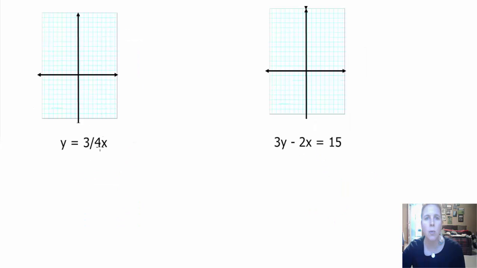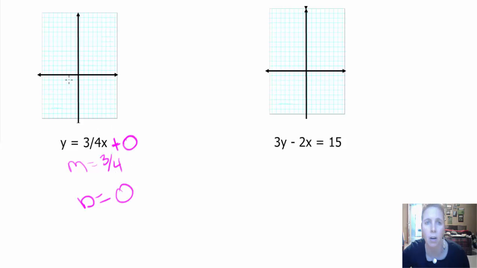Okay, so what about this when it's y equals 3/4 x? So my slope is 3/4, but what's my y-intercept? Well, there's nothing there, which is the same as if you had plus 0. So that just means our y-intercept is 0 if there's nothing there. Which means it's right here at the origin. So you put a point there.